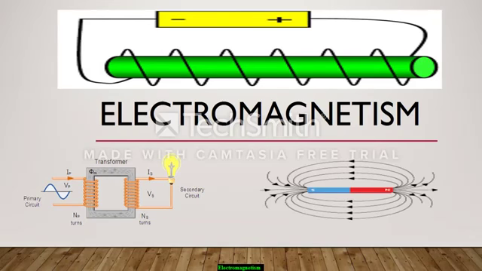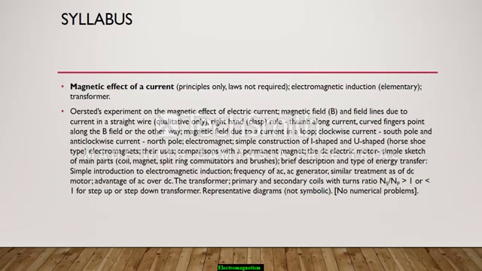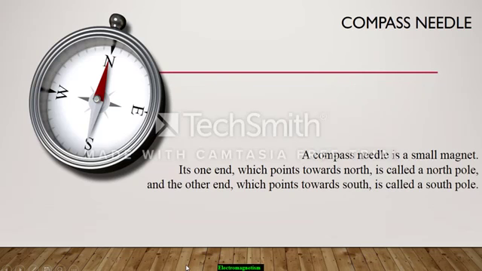Hi students, welcome back. Today I will be dealing with the toughest chapter of ICSE physics, that is electromagnetism. Let's start with the syllabus. The syllabus contains all these things, but today I will be dealing with Oersted's experiment on the magnetic effect of electric current. Let's start with it.